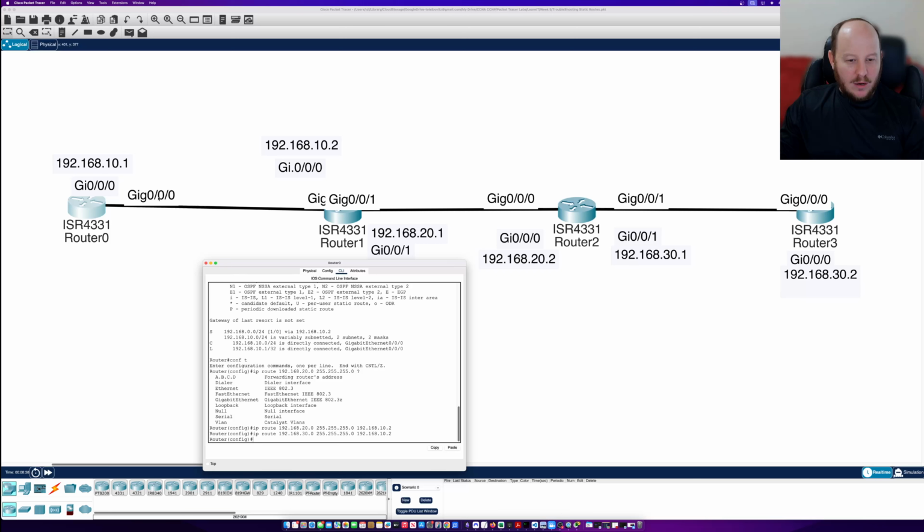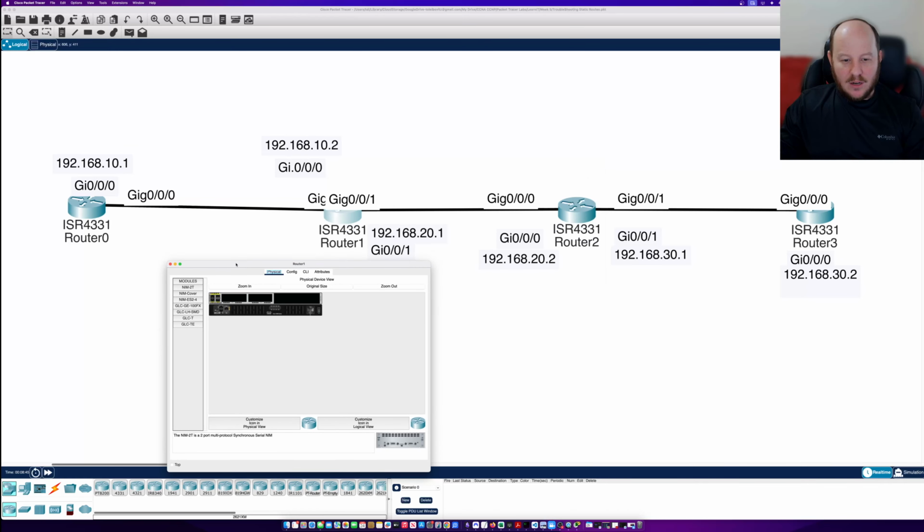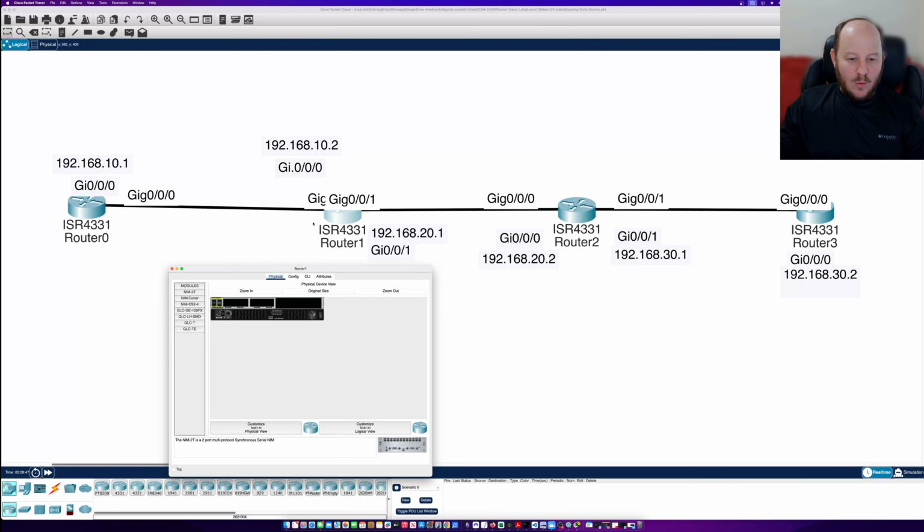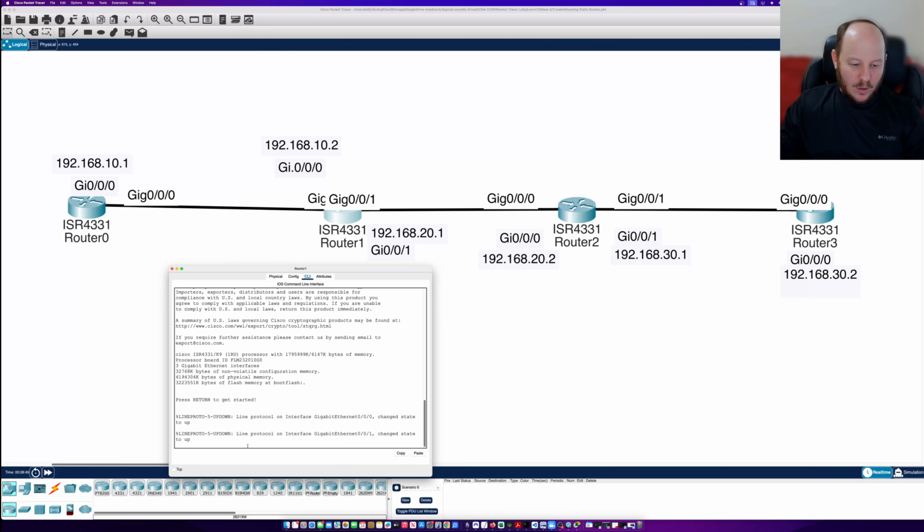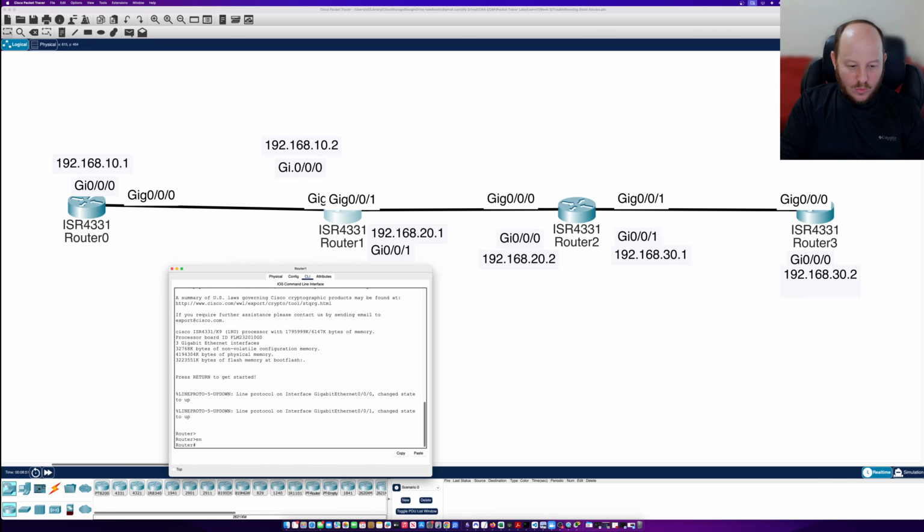Okay, so now router 0 is configured. Going to router 1, let's ask ourselves which networks router 1 knows about. Before we look at it, we should be able to figure out that router 1 knows about the .10 network because it's connected to it via its gigabit 000 interface. It also knows about the .20 network because it's connected to it directly via the 001 interface here.